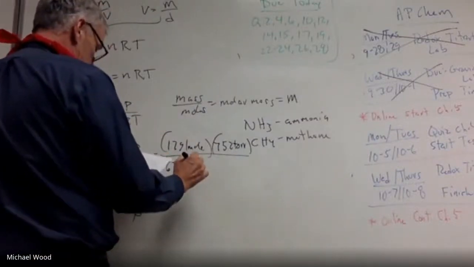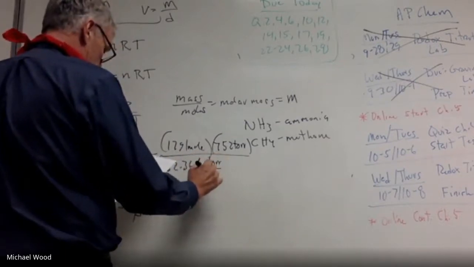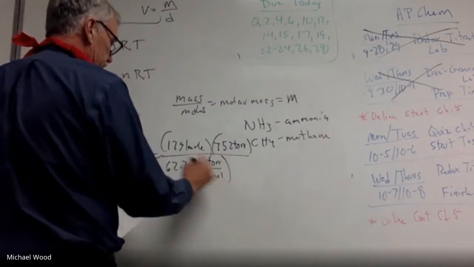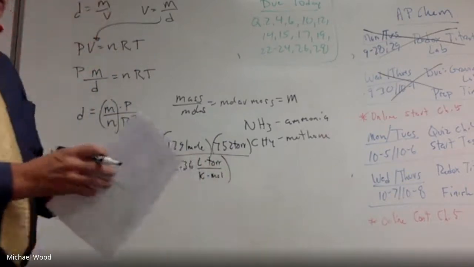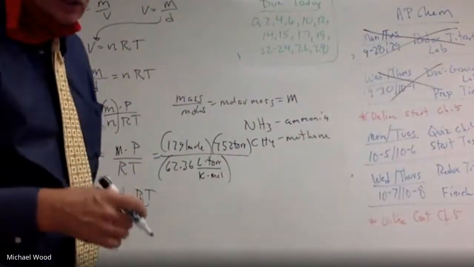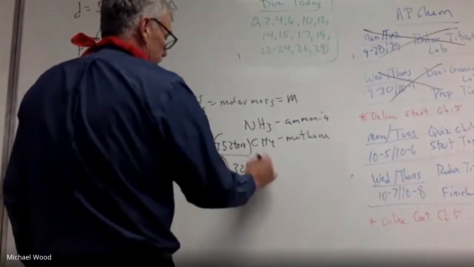And it is liters times torr over Kelvin times moles. And again, I got that from right here. It's nothing that you have to memorize. And then the temperature is 55 Celsius, which if I get into Kelvin is 328 Kelvin.